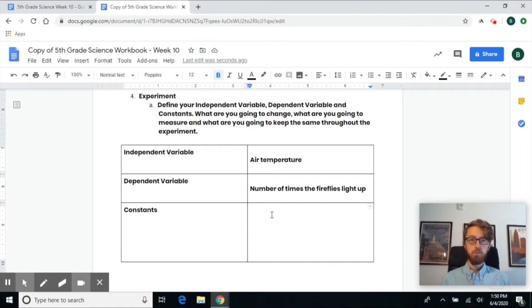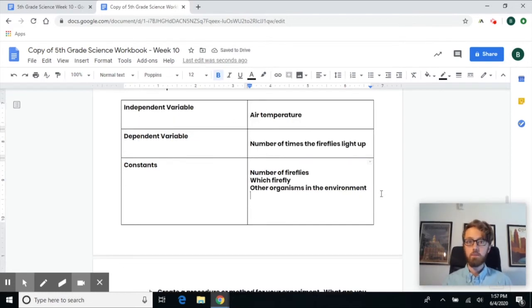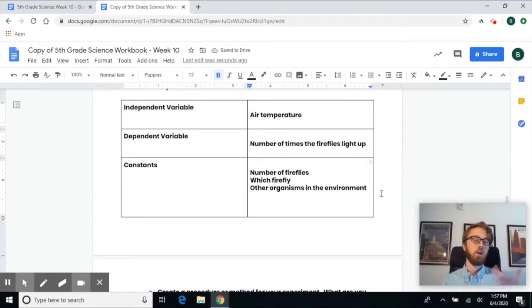So in my experiment, I need to probably have the same firefly. I also probably need to have the same amount of fireflies. I also probably need to control what's in their environment, whether it's grass or trees or plants or other animals. I need to make sure that I'm going to keep track of how long I'm recording for. Because if I record fireflies lighting up for 1 minute at 50 degrees and 10 minutes and 90 degrees, I'm going to get a whole lot more flashes then. So I'm going to record my fireflies for 1 minute in each of the temperatures.